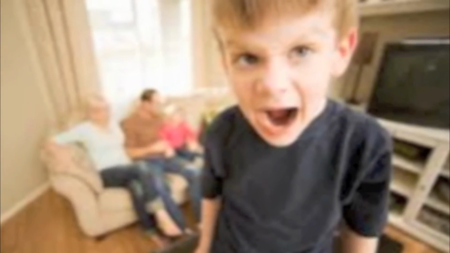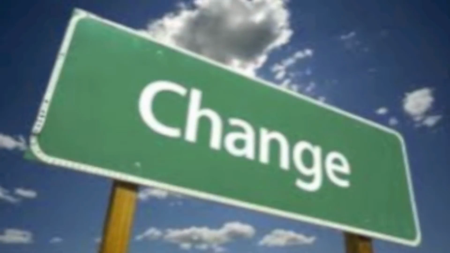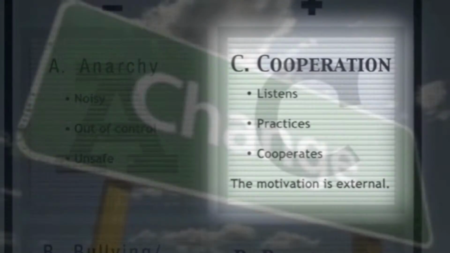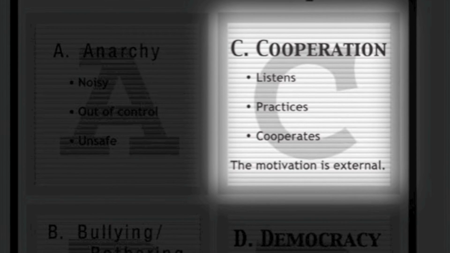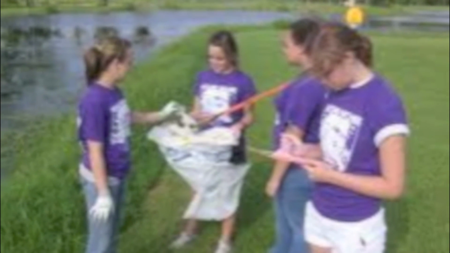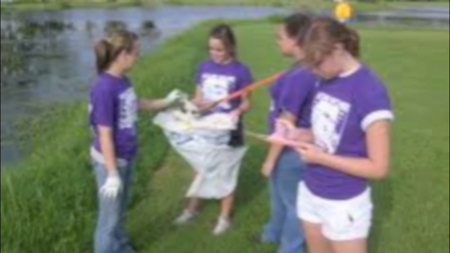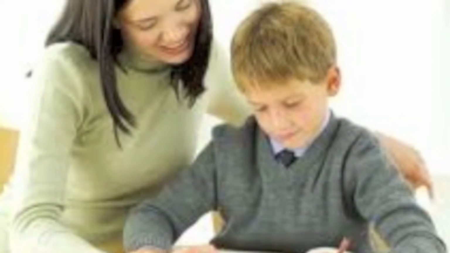It is important to note that neither anarchy nor bullying is an acceptable level of classroom behavior. Students who operate at these levels must come to understand their behavior as unacceptable and develop a means to change it. The third and first acceptable level is cooperation or conformity. Students working at this level comply and cooperate with expected standards. The students are connected to the teacher and to each other and involved with others in an appropriate manner.